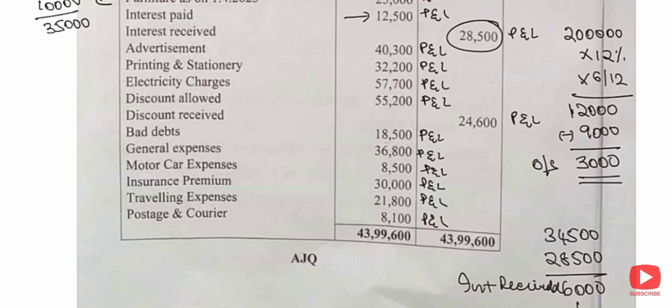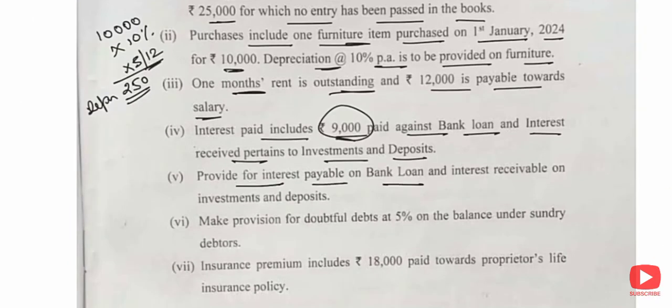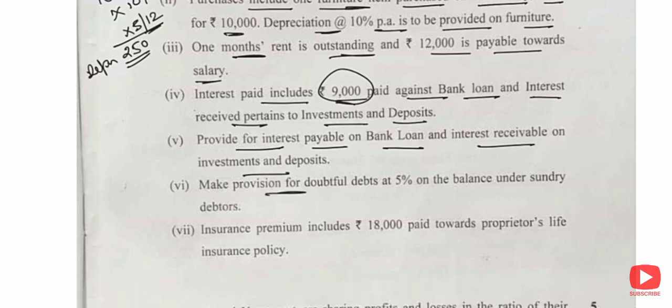So what you're going to do, this will be added to interest also, and in the balance sheet you'll show it as an asset. Clear? Provide for interest payable on bank loan and interest receivable on investment and deposit. We already provided this. Make provision for doubtful debt at the rate of 5% on the balance of Sundry debtors.